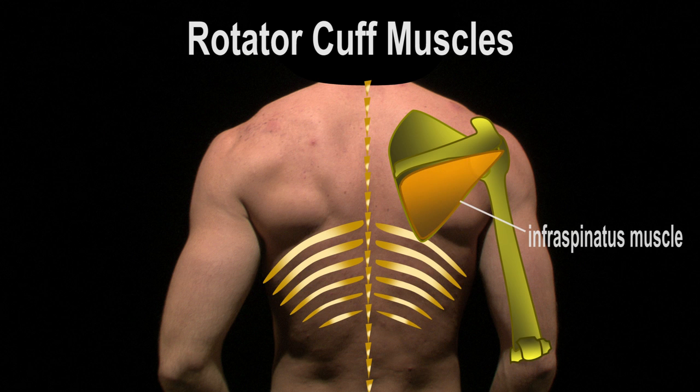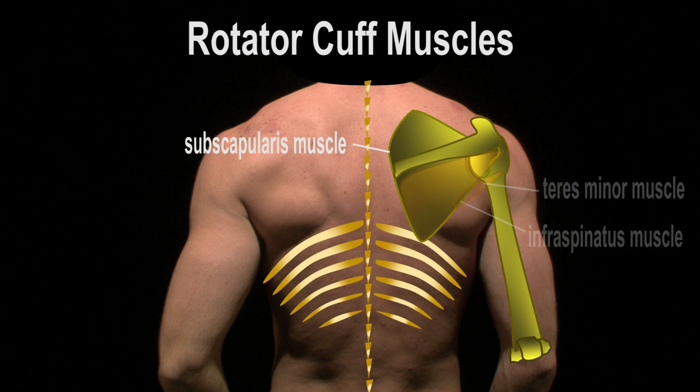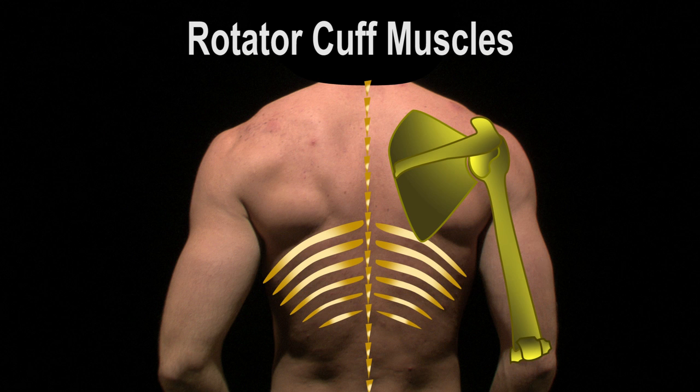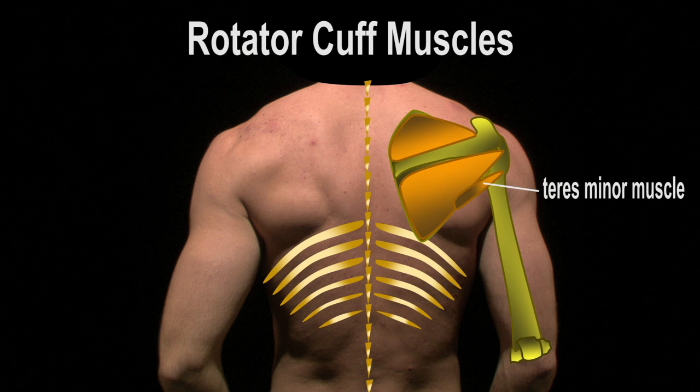The infraspinatus and the teres minor muscles pass posterior to the glenohumeral joint and are lateral rotators. The teres major and the subscapularis muscles pass anterior to the glenohumeral joint and are medial rotators. Together, the supraspinatus, infraspinatus, teres minor, and the subscapularis muscles are termed the rotator cuff muscles.